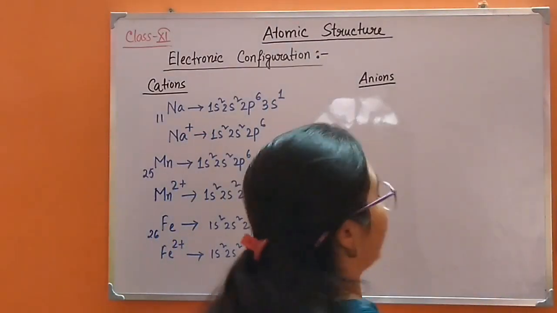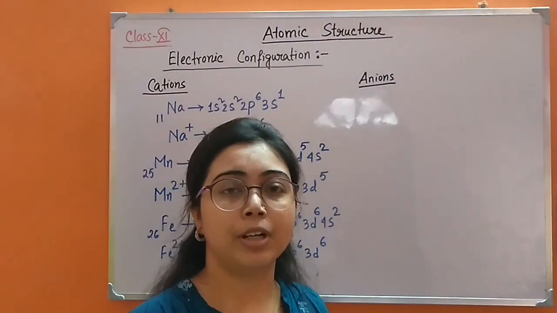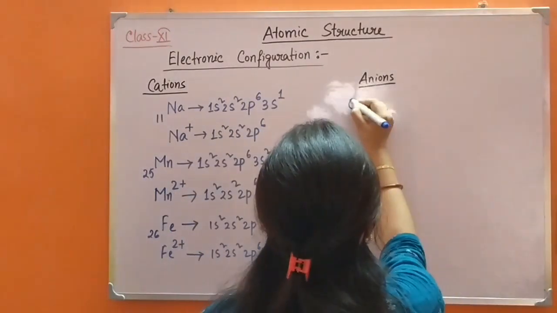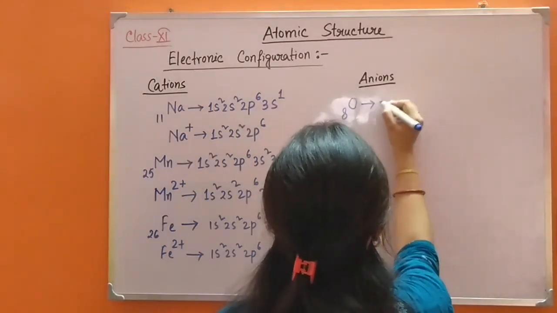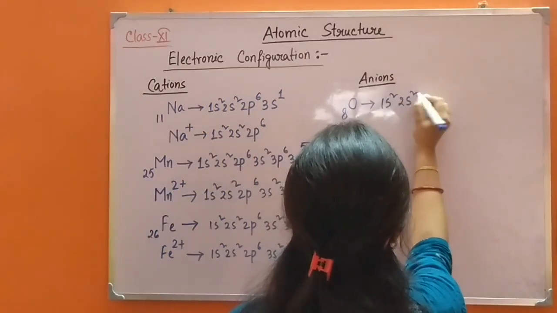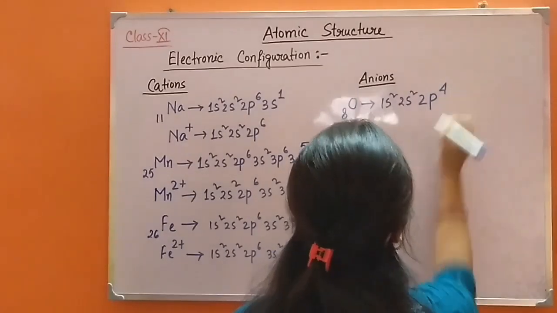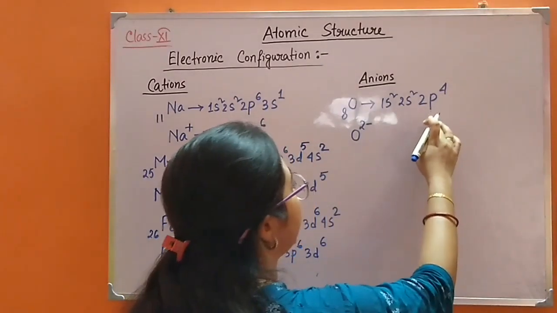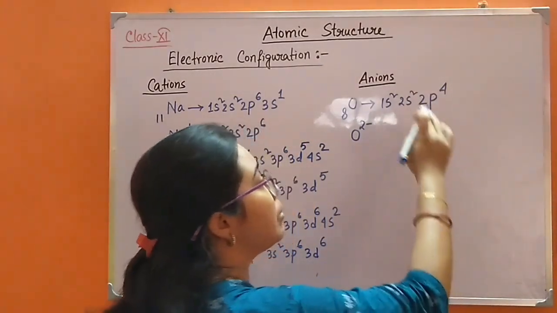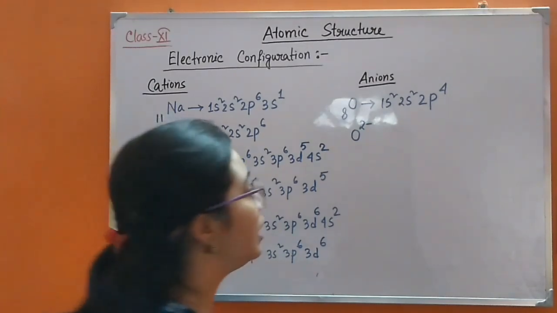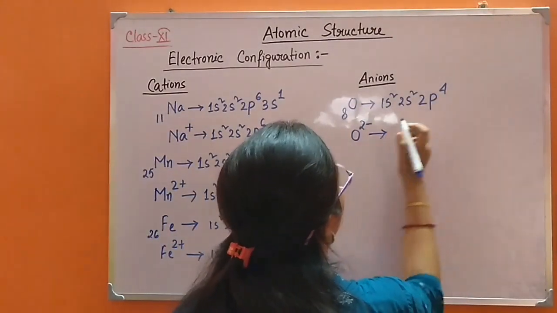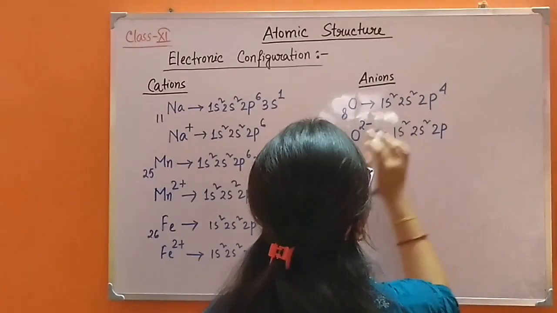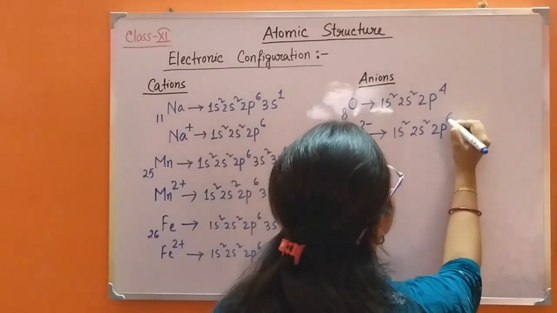Now, to form anions, electrons will be accommodated in the outermost shell of the atom. So, oxygen, atomic number 8, electronic configuration is 1s2, 2s2, 2p4. For O2-, 2 electrons will be accommodated in the 2p orbital because maximum 6 electrons can be present in 2p orbital. So, the electronic configuration of O2- is 1s2, 2s2, 2p6.